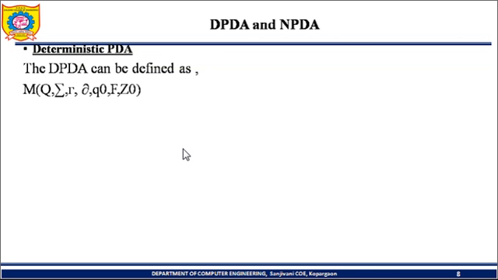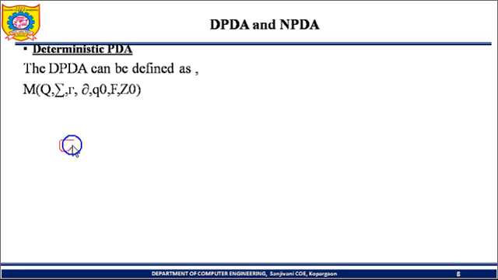Now deterministic and non-deterministic PDA. So DPDA, deterministic PDA, is defined by using a total of 7 tuple, M equals Q, Sigma, Gamma, delta, Q0, F and Z0, where capital Q indicates the finite non-empty set of states, or the total number of states required to design the PDA. Sigma is the set of input alphabet, Gamma indicates the stack symbol, delta is the transition function, the mapping function, the next state function.